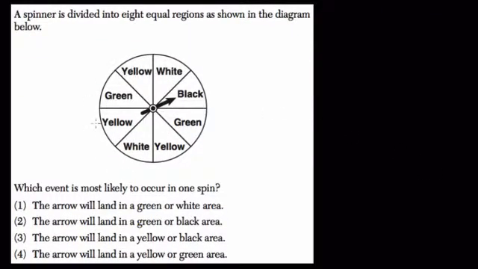Okay, spinners divide into 8 pieces. What event is most likely? So here we have how many pieces? We have 1, 2, 3, 4, 5, 6, 7, 8. And how many yellow? So yellow, there's 1, 2, 3. 3 out of 8. How many white?